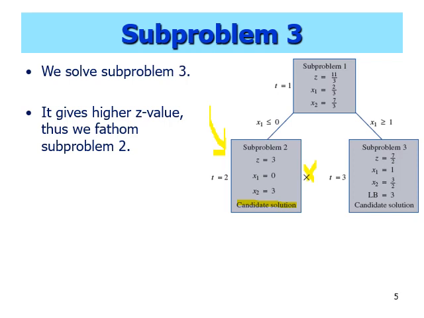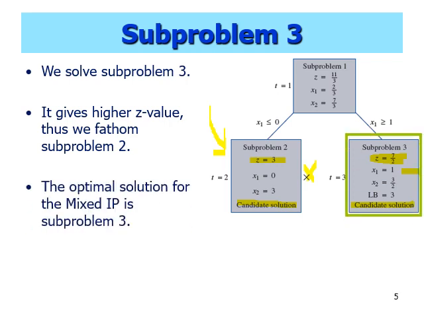When you solve subproblem 3, you see that it gives a higher z value. 7 over 2 is higher than the candidate solution from subproblem 2. So now subproblem 3 becomes the new candidate solution, and actually it is the optimal solution for the problem because x1 is already integer, and x2 we don't care about. So we have got the optimal solution for the mixed IP.